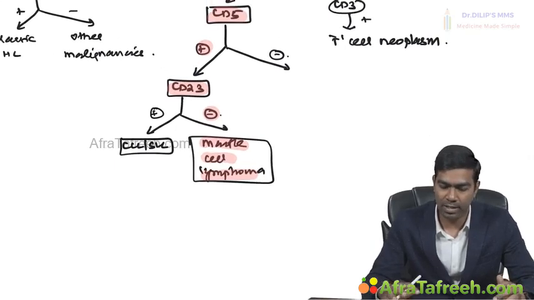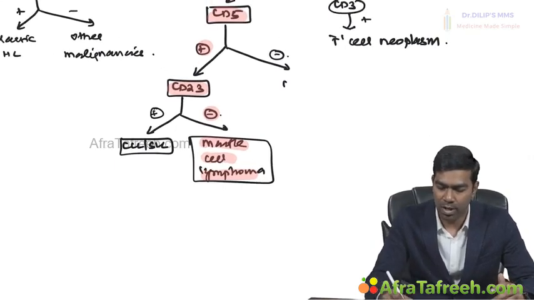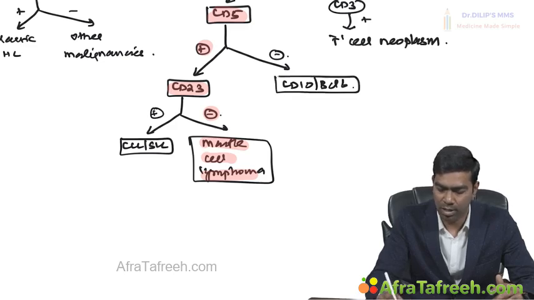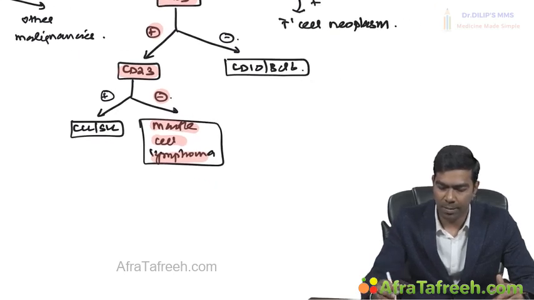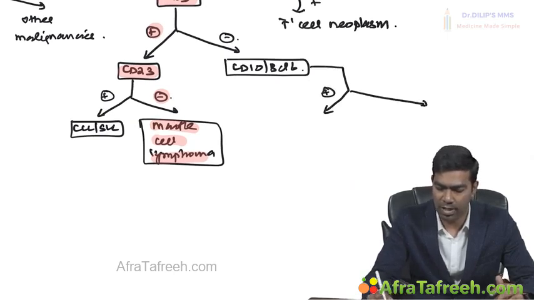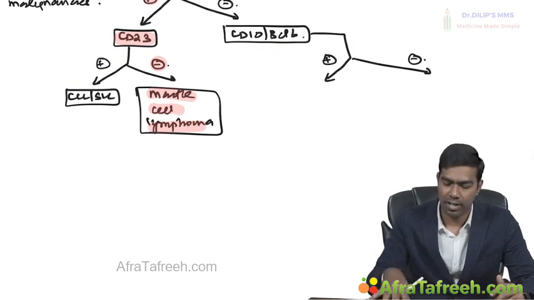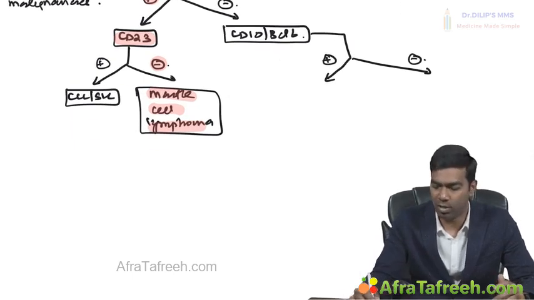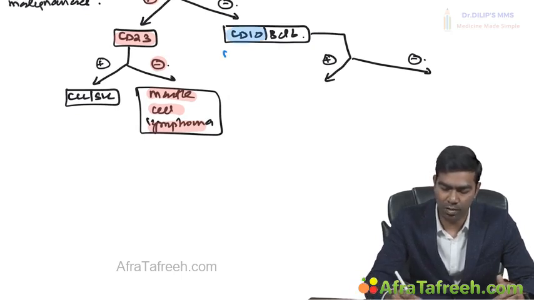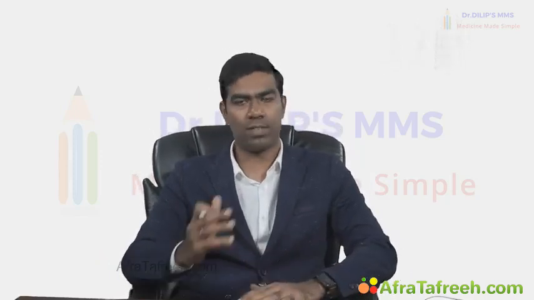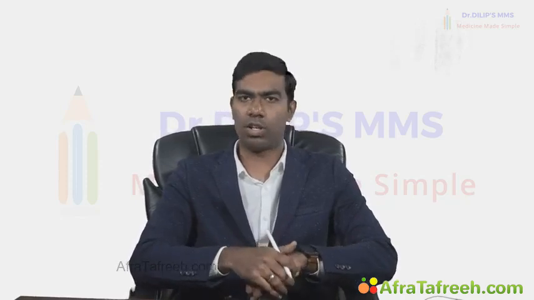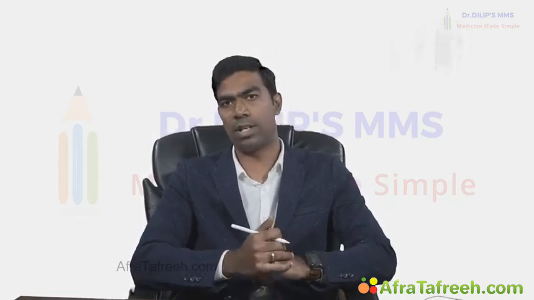Then if CD5 is negative, you have to do CD10 and BCL6. This has to be done, CD10 and BCL6. They can be positive or negative. CD10 is also referred to as CALLA. You have to know that point also; I didn't tell you in the basics. CD10 is called the common ALL antigen, very important, one of the first antigens to be discovered in ALL. That's called common ALL antigen, CD10, otherwise called CALLA.